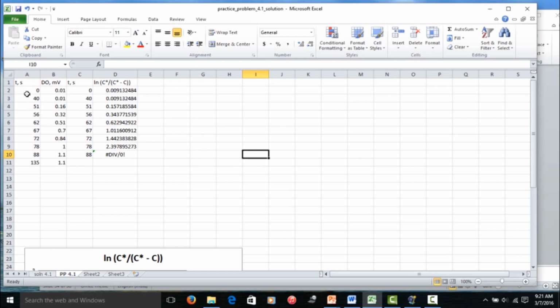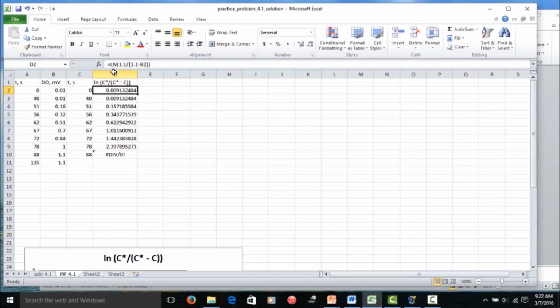Yes. You see here, this is the same data, the time versus dissolved oxygen in millivolts. I'm calculating natural log C star by C star minus C. To find C star, let us look at this data. The DO level increases and reaches a constant value here, 1.1, 1.1. So this indicates that the liquid has reached saturation or equilibrium condition with the gas phase, which is air here. So this millivolt value is directly proportional to C star, and therefore let us take it as C star. If you take the constant as k C star by k into C star minus C, k will cancel out, so the dissolved oxygen concentration is directly proportional to the millivolt value here. The constant of proportionality does not matter. So 1.1 is taken as this.